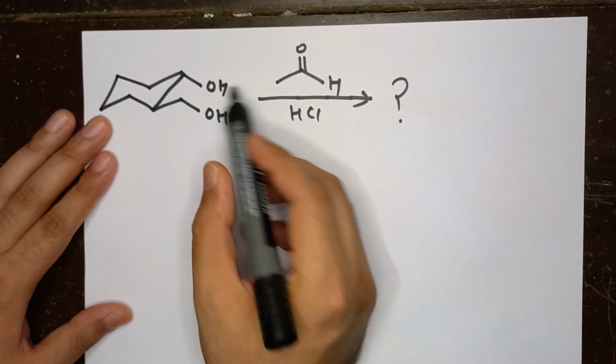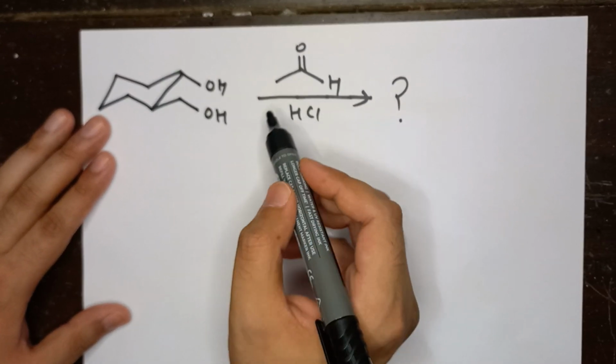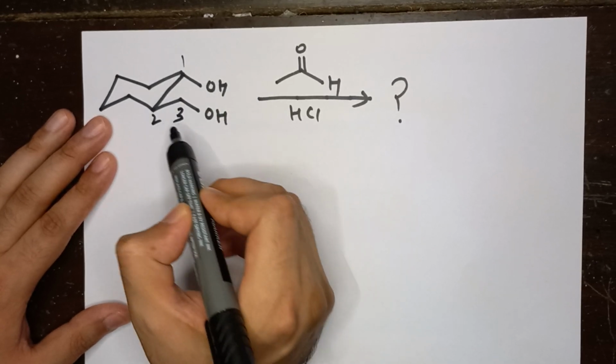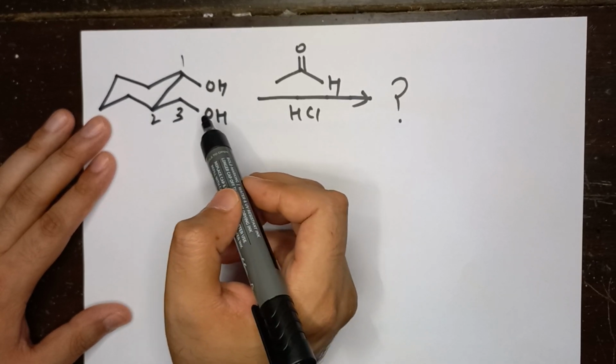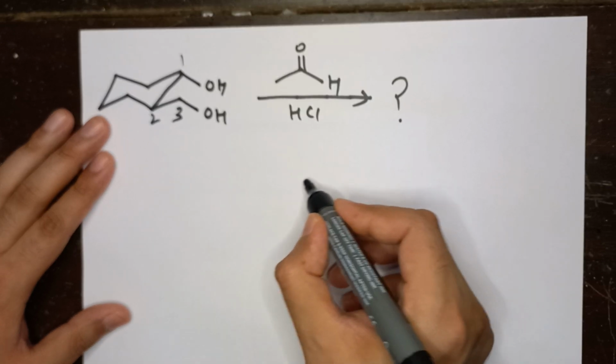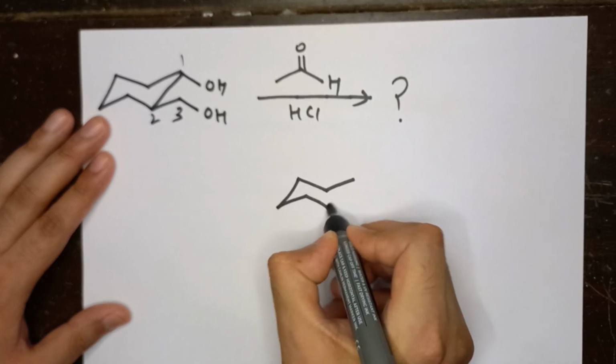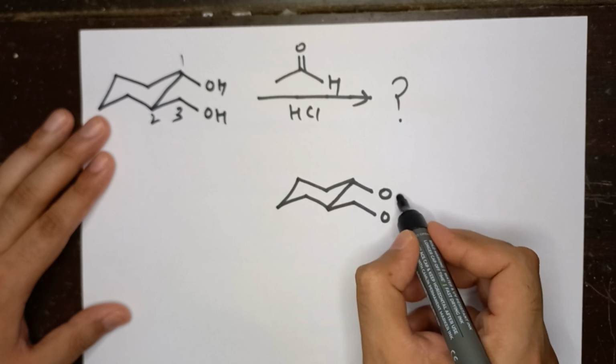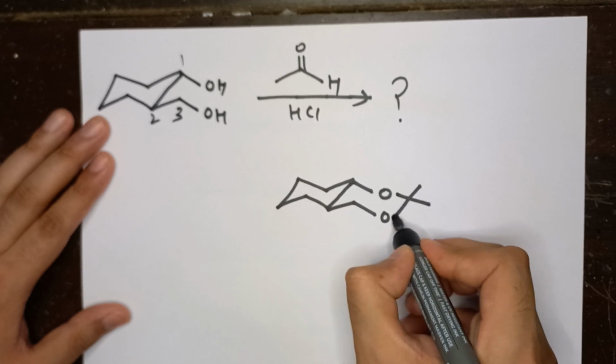Okay, so a diol and a carbonyl system. Well, I'm going to do the protection of this diol. So this is a 1, 2, 3 diol system. They can be cis and trans, no problem. So the product is going to be O, CH2O, and just protect it.